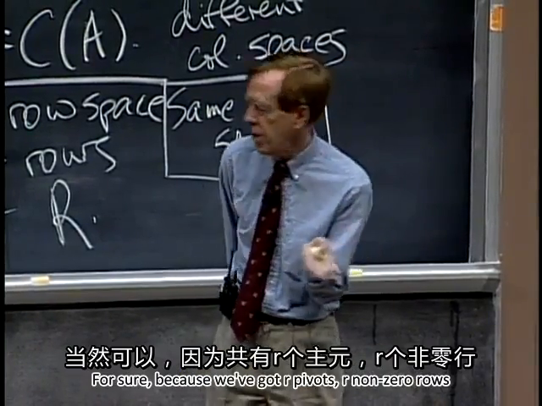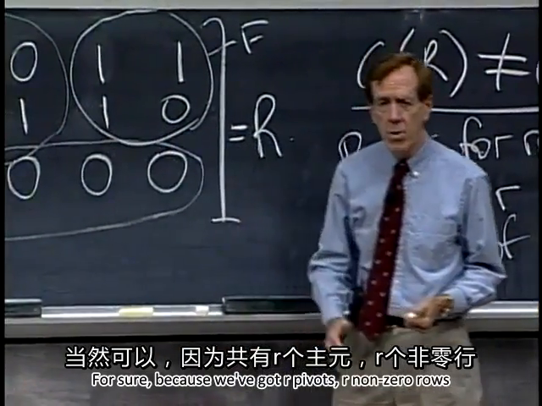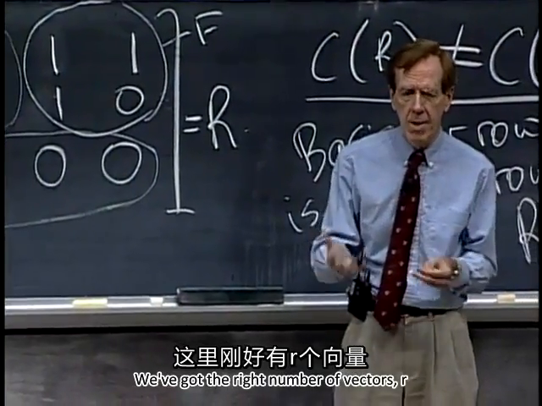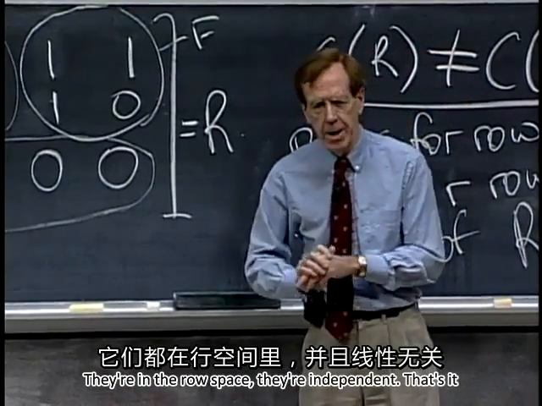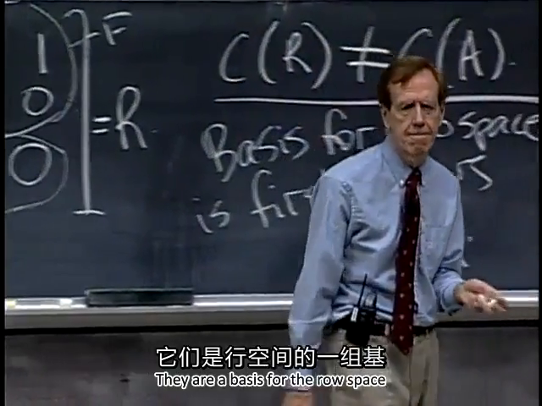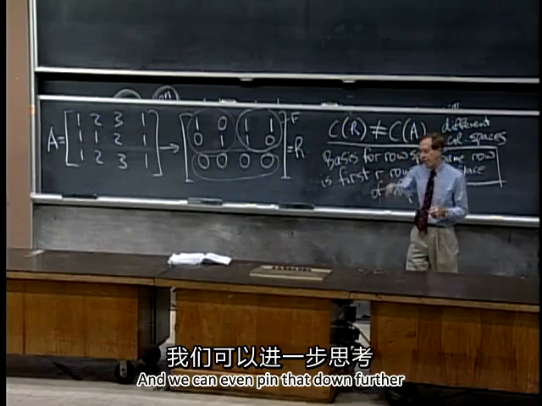For sure, because we've got r pivots, r non-zero rows. We've got the right number of vectors, r. They're in the row space. They're independent. That's it. They are a basis for the row space. And we can even pin that down further.